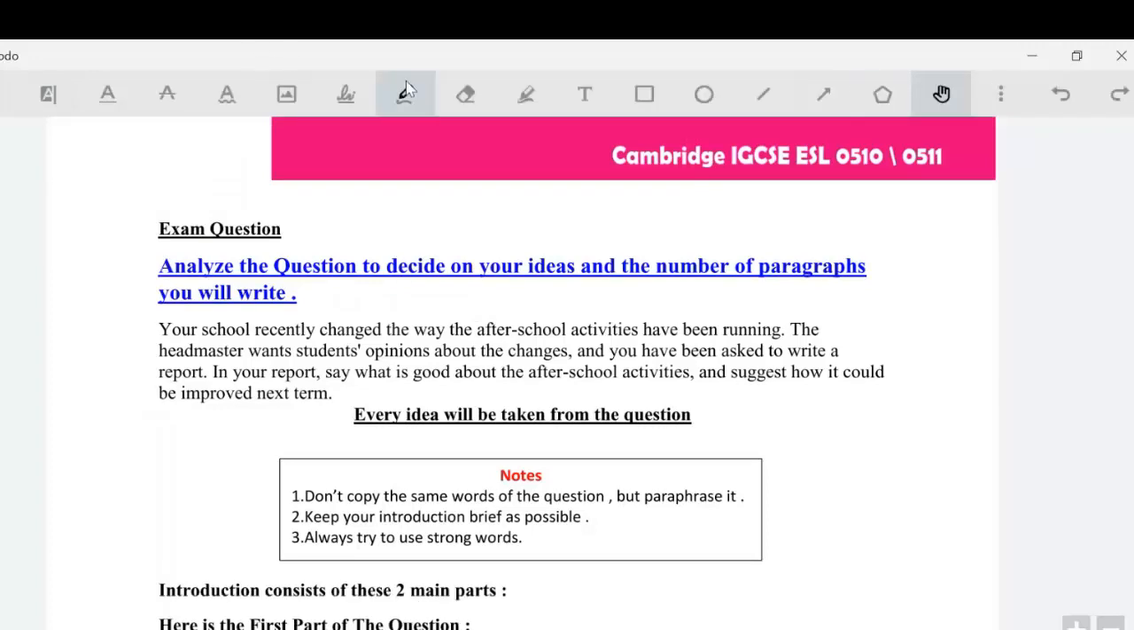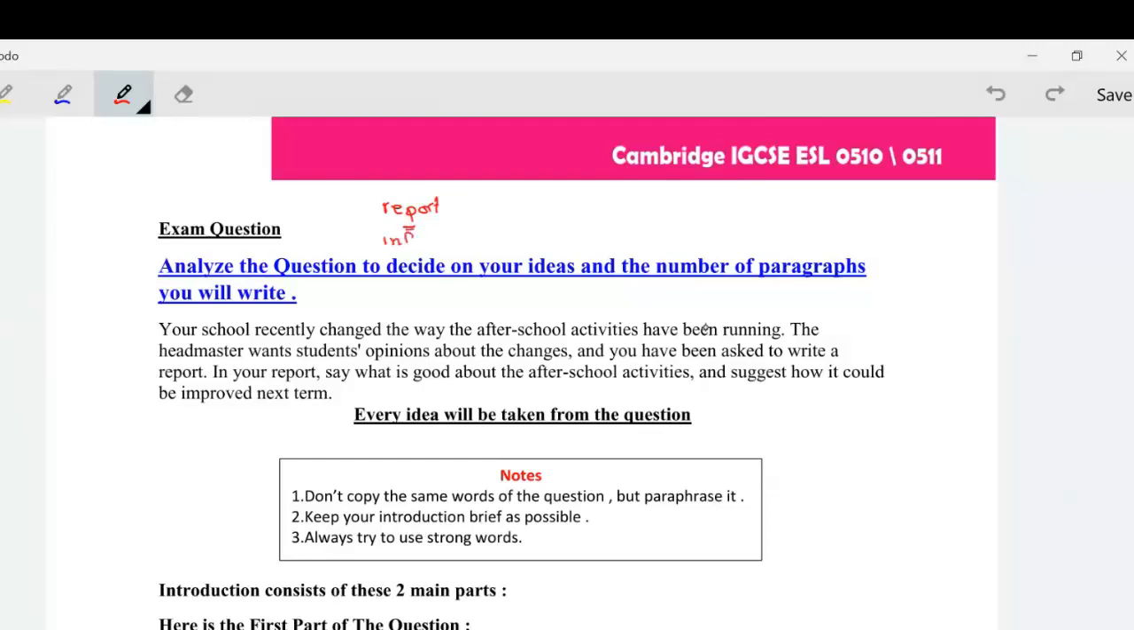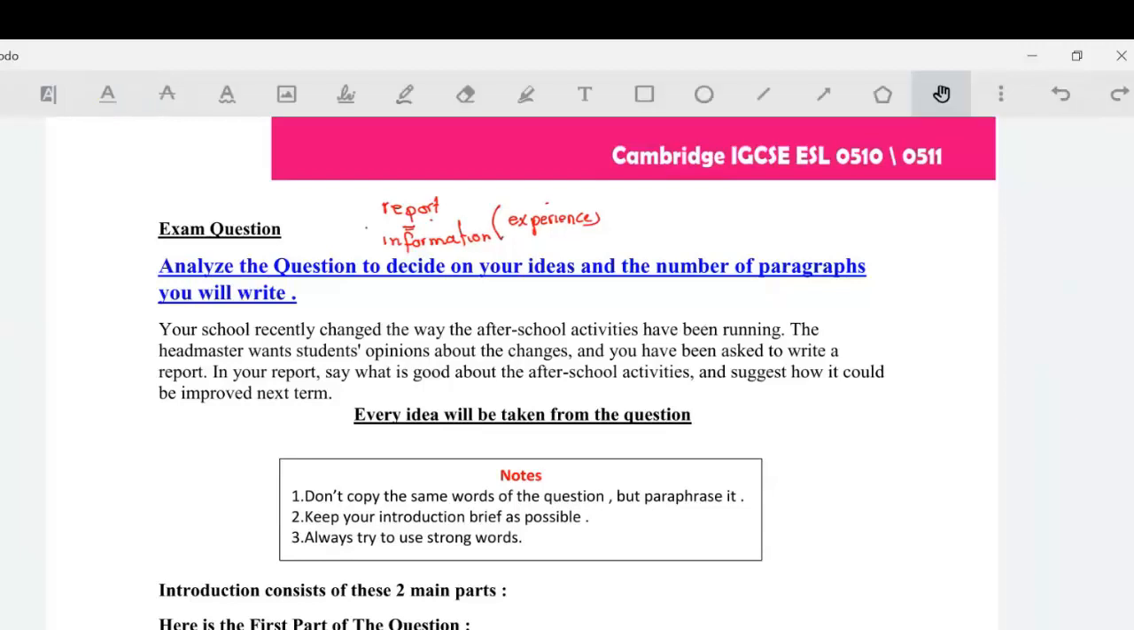All right. The question of the report is almost the same. Report writing always asks you to report, which means to give information about any issue or any topic. Namely, this topic is a visit to a place or an experience. So you are given an experience in the question and you are asked to report about this experience.